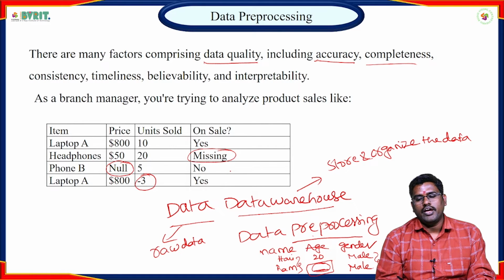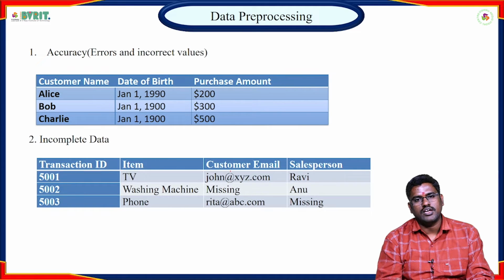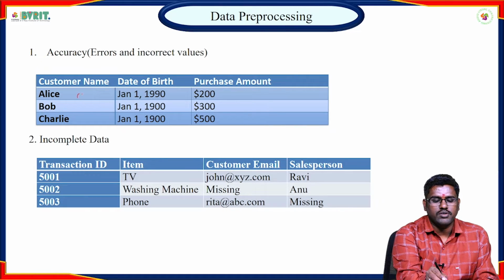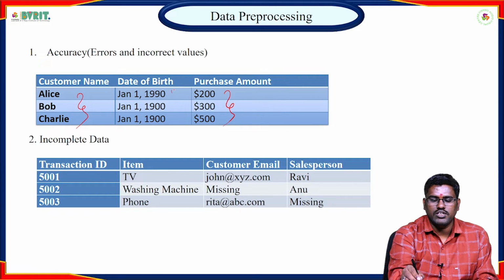Now, first, accuracy. In case there are any errors or incorrect values in the data, those types of data will be removed. See here, these customer names are different, and the purchase amounts are also different. Now coming to this one, date of birth.